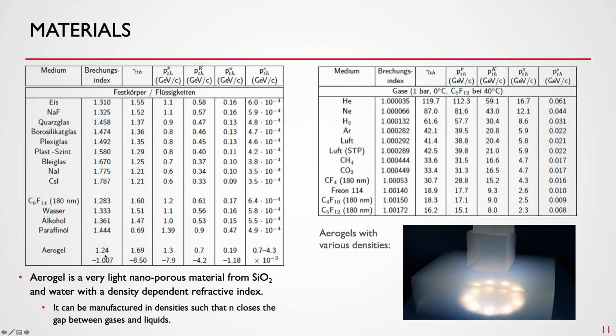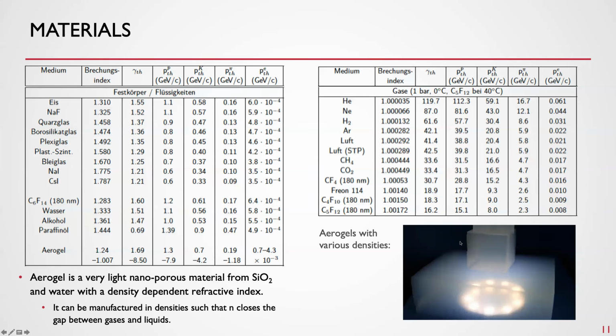There is aerogel, which is a very light nanoporous material. It's made of silicon oxide and water that can be assembled with various densities, and it hence fills the gap between the refractive indices of solids and liquids and gases. This aerogel can be manufactured in densities such that you can really interpolate the refractive index and fill the gap that nature has left here for us.